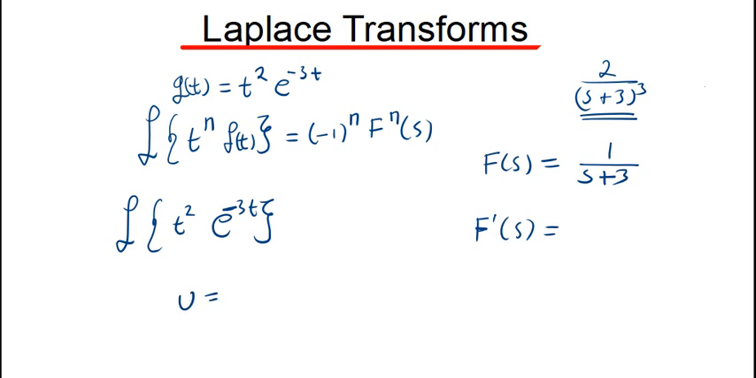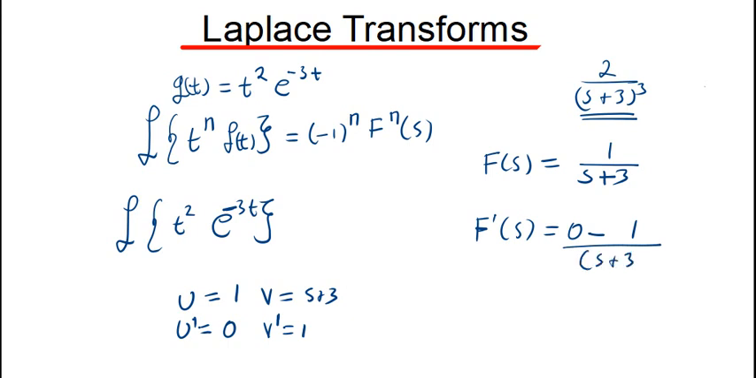My u is equal to the numerator, which is 1, meaning my u prime is equal to 0. My v is equal to the denominator, which is s plus 3. Then v prime is equal to 1. So this will be equal to u prime by v, meaning this one by that one, which is going to be 0, minus u by v prime, which is 1, divided by v squared. That's going to be s plus 3 squared.